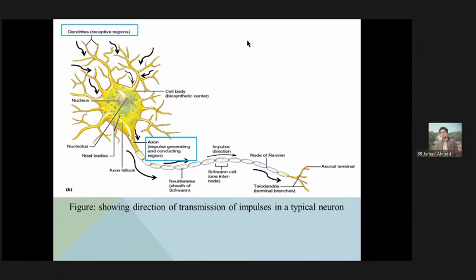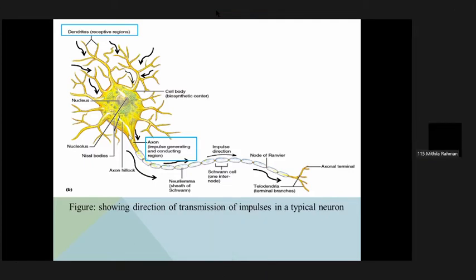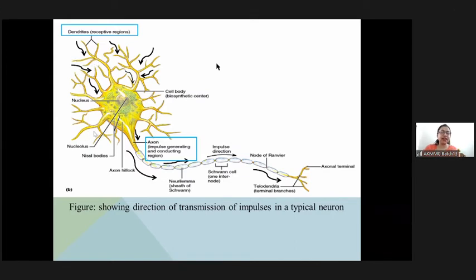How many processes are here? One axon, and dendrites, that is more than one. Which one is longer, axon or dendrite? Axon is longer. And the dendrites are gradually narrowing, tapering as they extend from our cell body, isn't it? Yes, ma'am. And we can see here dendrites are profusely branching. But axon has no branch.